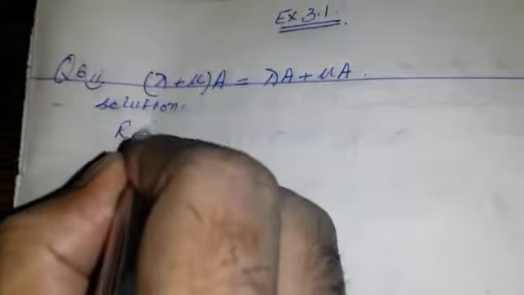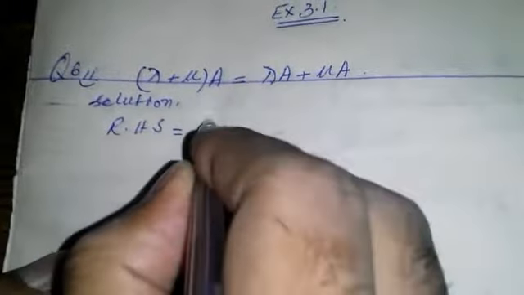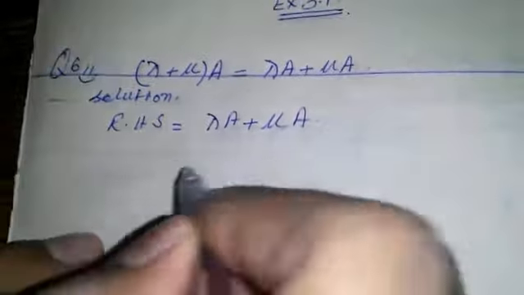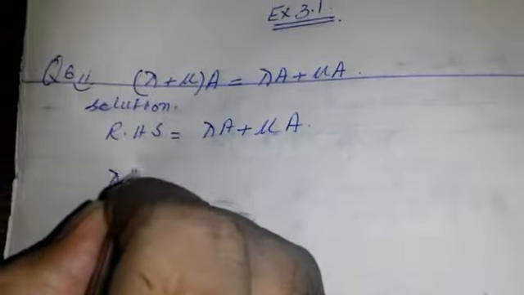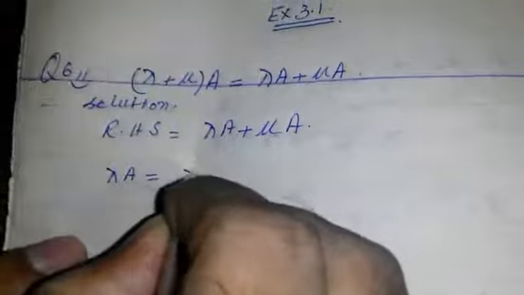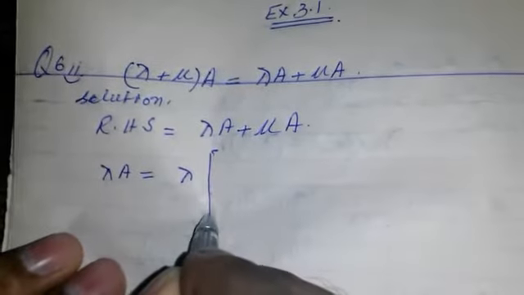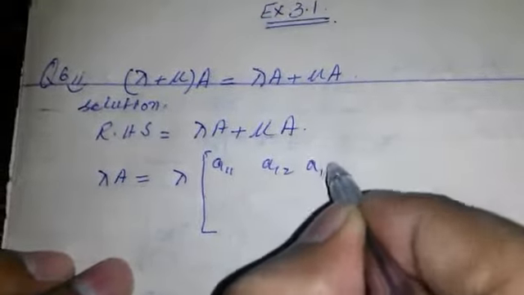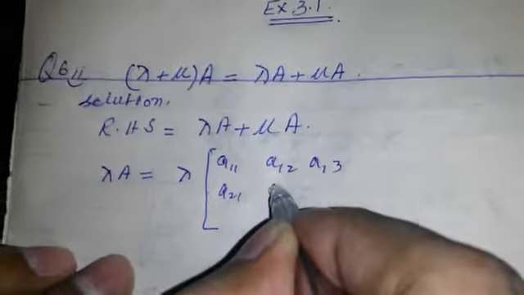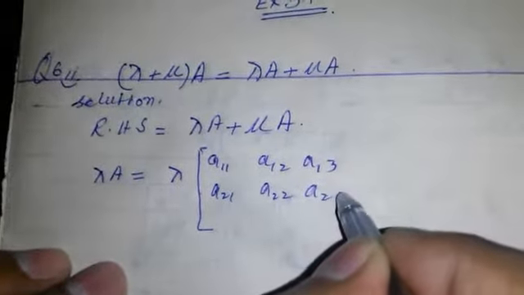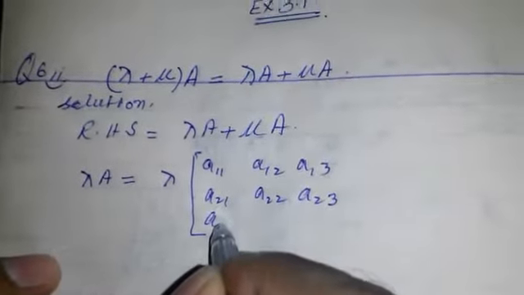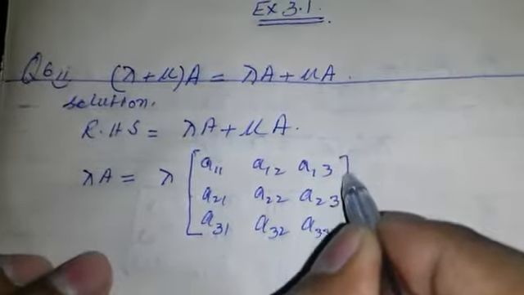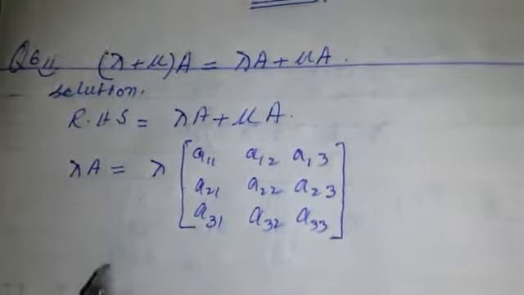Right hand side is equal to lambda A plus mu A. So first of all we find lambda A, which is equal to lambda into the 3 by 3 matrix A with entries A11, A12, A13, A21, A22, A23, A31, A32 and A33, as we took in the first part.